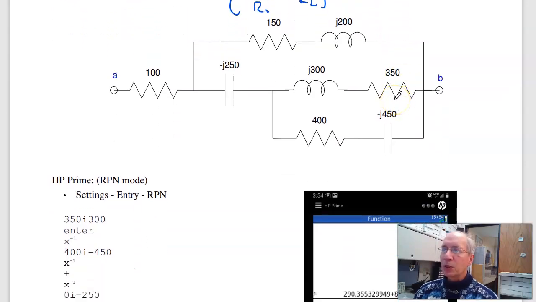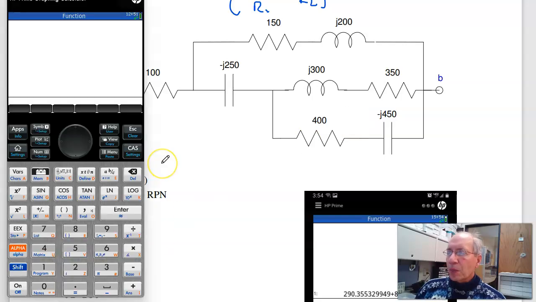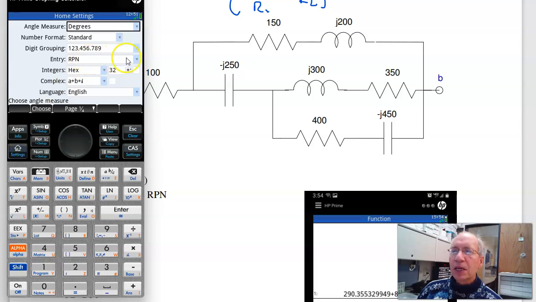This is where it really helps to have an HP calculator, or a calculator that does complex numbers. My personal favorite is the HP42 calculator, but that's been out of production for 20 years. The HP Prime is still in production. To use RPN mode, I've got to go Shift, Settings, Entry, RPN. So it's algebraic or RPN. RPN is way, way, way better.